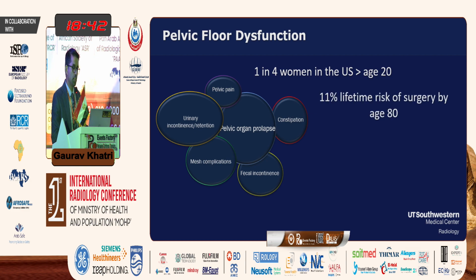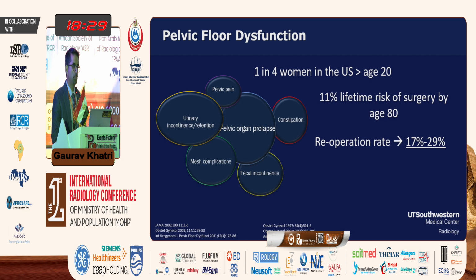The risk of surgery is 11% by the age of 80. Again, 11% of patients with pelvic floor dysfunction have some kind of surgical procedure done by the age of 80. Unfortunately, many of them have a repeat procedure done. So the rate of reoperation or a second procedure has been reported to be almost as high as 30%. That's a lot. Why is that?